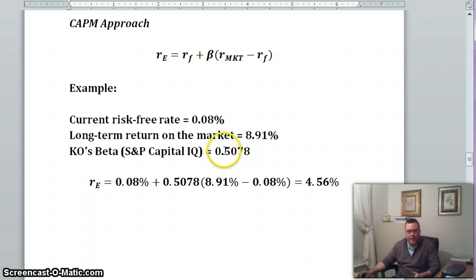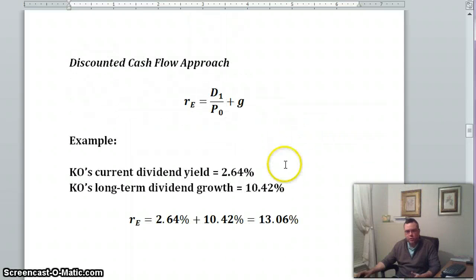But that's a fairly low beta. Remember, 1 is the beta of the market, 0 is the beta of the risk-free. So this means they're roughly half as risky as the market. And if you plug all these numbers in, so 0.08% for risk-free, 0.5078 for beta, 8.91% for the market, and so forth, you get 4.56%, which is way different than what we got. We got 13.06% using the discounted cash flow approach.